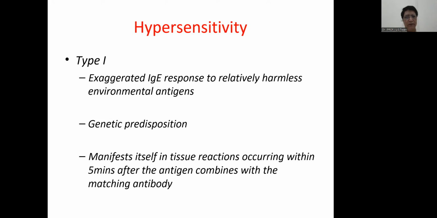What is type 1? Type 1 is an exaggerated IgE response to relatively harmless environmental antigens. So we already know that there are some antigens floating in the air, and they are relatively innocuous, relatively harmless. Now, why should an individual respond to these antigens? There can be a genetic predisposition. The hypersensitivity manifests itself in tissue reactions occurring within 5 minutes after the antigen combines with the matching antibody. So there is an early response. It is essentially an exaggerated IgE response.